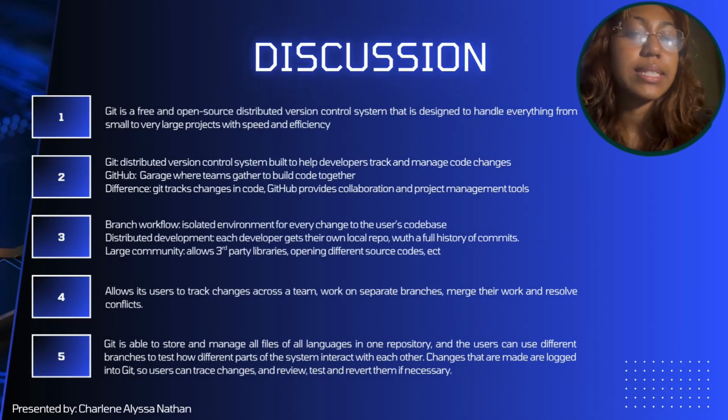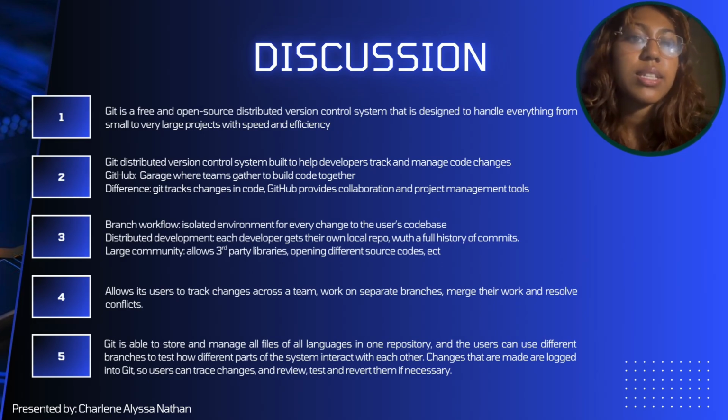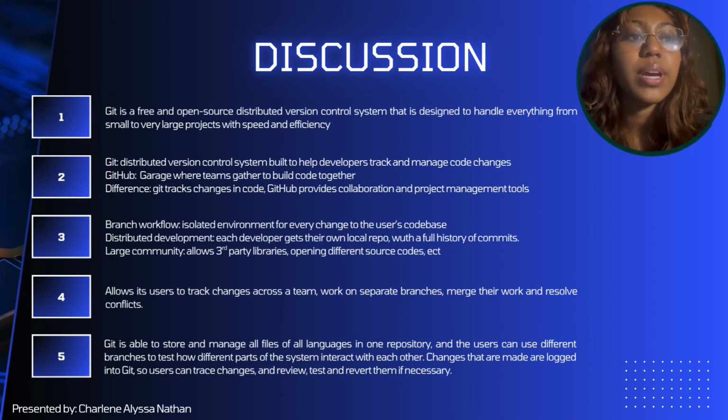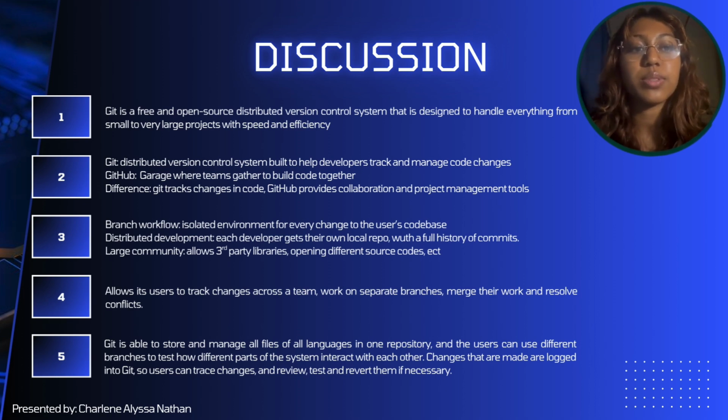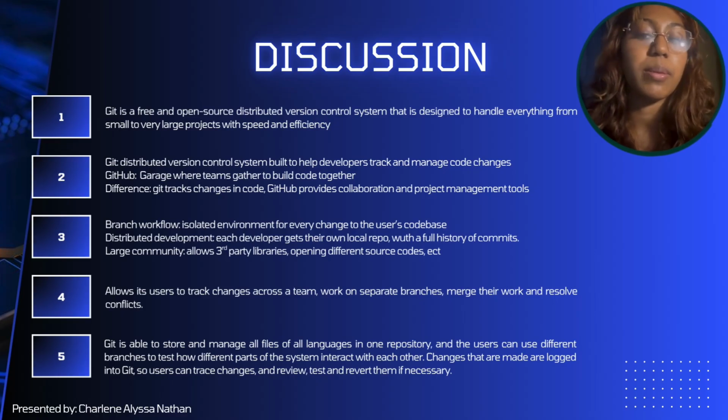Let's now look at the discussions for GitHub. So, first question, what is the Git version control system and who developed it? Git is a free and open source distributed version control system that is designed to handle everything from small to very large projects with speed and efficiency. Linus Torvalds, the creator of Linux, developed the initial version of Git in April of 2005, and it is now run under the leadership of Junio Hamano.